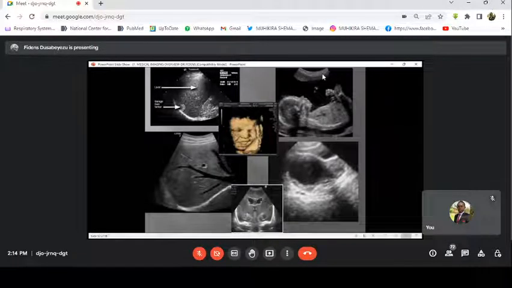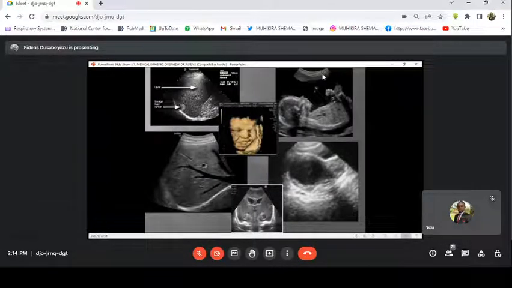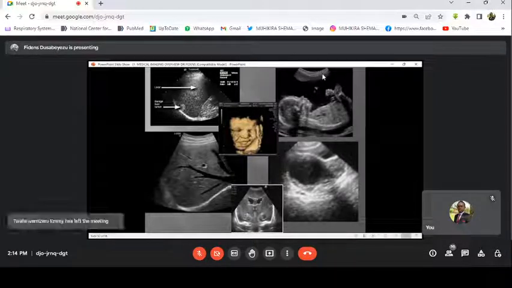And then posterior acoustic shadowing is when the structure where the waves are going to pass through is white, like, for example, bone, because they block the waves. They don't pass through it. They become reflected. And then the structure behind it will become black because it will not absorb anything. The waves will not reach there. That is what we call posterior acoustic shadowing.